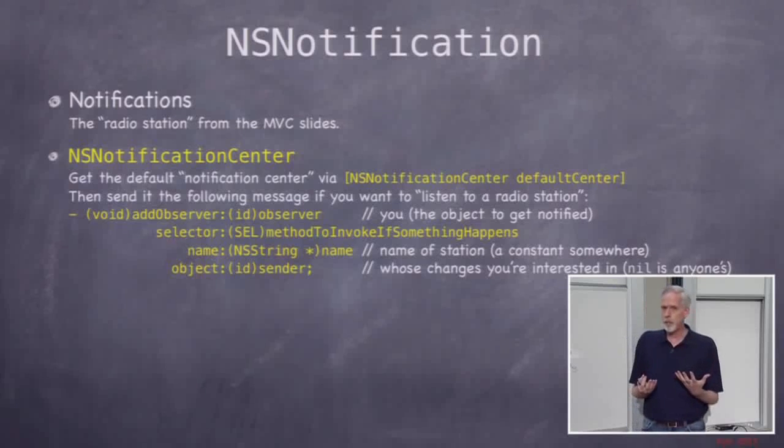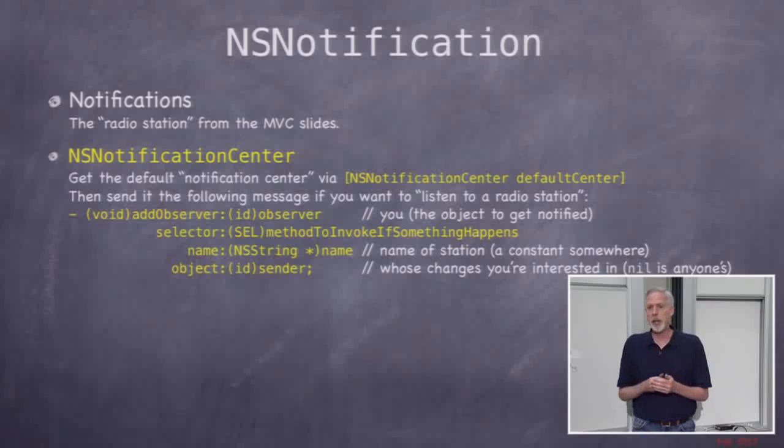And it's really, really easy. There is a class called NSNotificationCenter. It has a class method called defaultCenter. That returns a shared instance, kind of like NSUserDefaults standardUserDefaults did. A shared instance. That's the object you use to tune into radio stations. And you do it by sending it this message, addObserver:selector:name:object:.